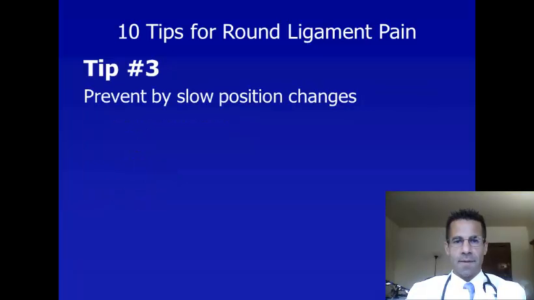Tip number 3 is you can prevent round ligament pain by slow position changes. Whenever you turn or get up from a seated position or sit down from standing, you can prevent the pain, which often is because you're stretching the ligaments quickly, by moving slowly when you're changing position.